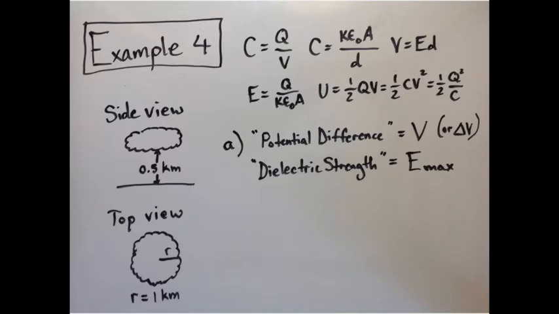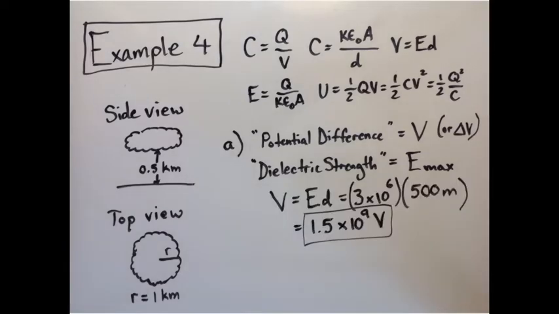Pause the video for a moment, look at the equations we've got above, and see which one seems to be the one which will actually help us solve the problem. And here it is: V equals E times d, where the electric field we'll plug in is this 3 times 10 to the 6th number, and d is the plate separation.